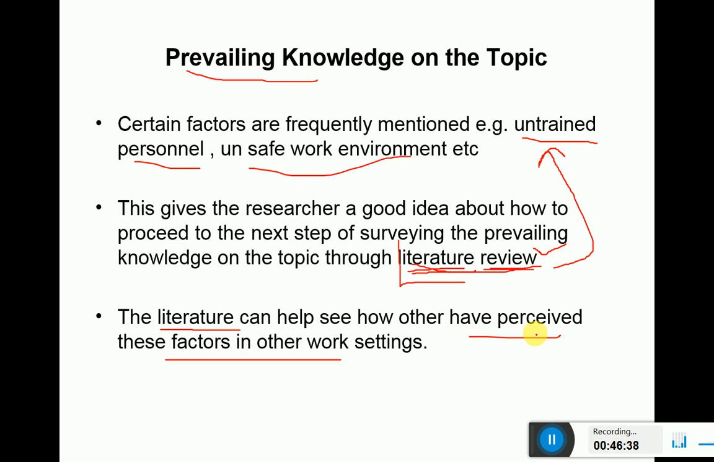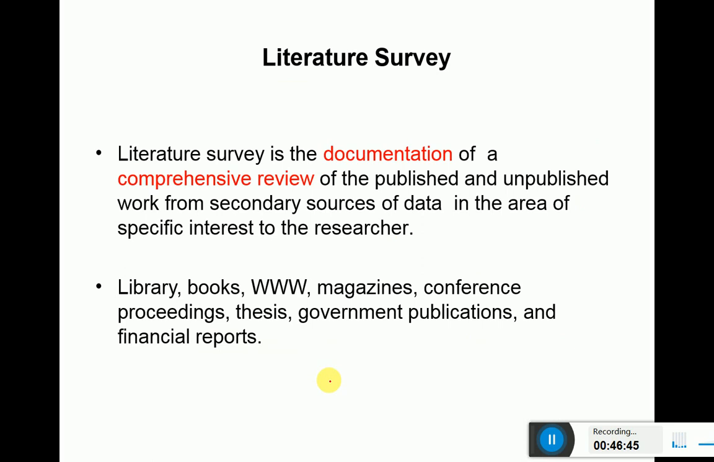Now that is simply known as a literature review. The bookish definition: literature review or literature survey is the documentation of a comprehensive review of published and unpublished work from secondary sources of data in the area of specific interest to the researcher. As I told you, that is basically a document about the researcher's interested area.